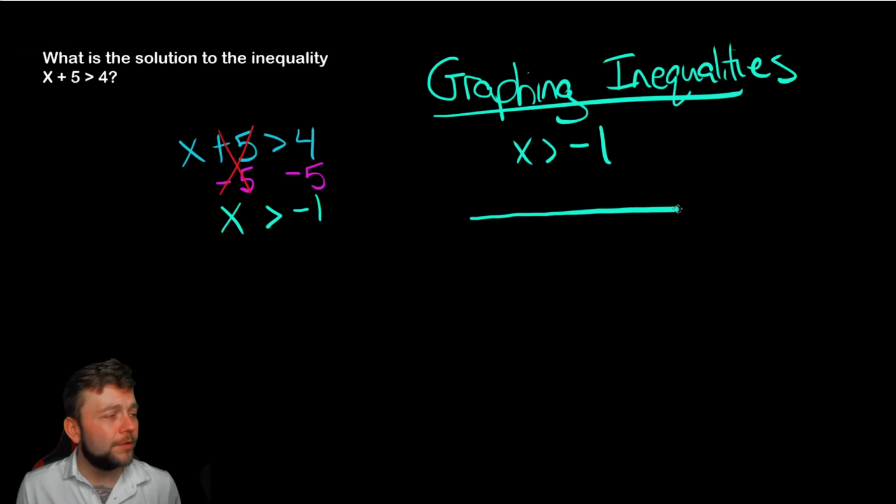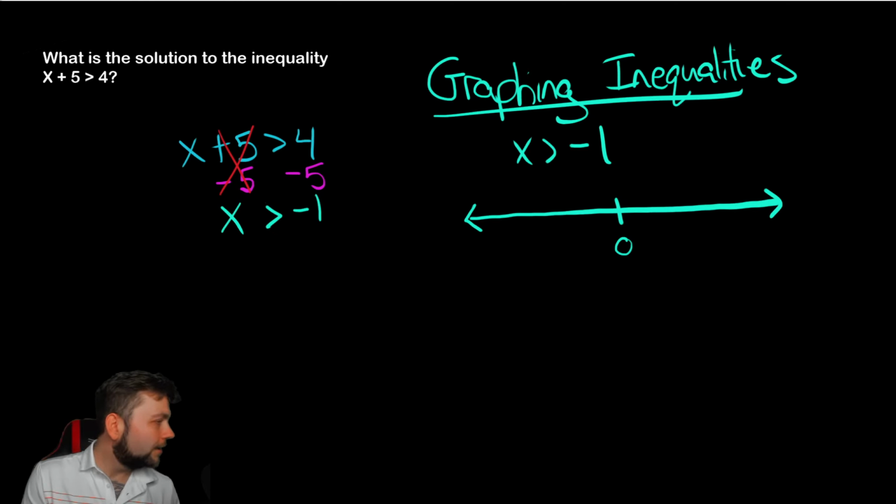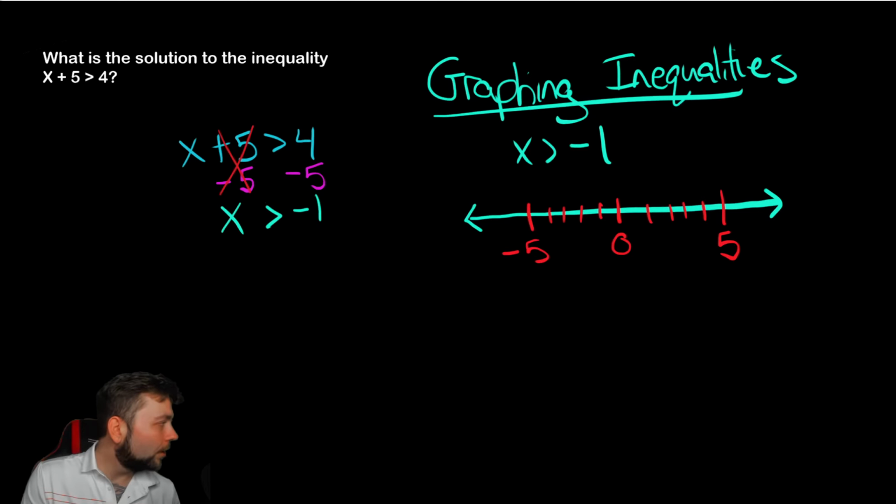So all you have to do is draw your number line, and let's just put 0 in the middle, right? And I'm going to actually back up. Let's go ahead and use red. So we're putting our 0 in the middle, and 1, 2, 3, 4, 5 on the right, and 1, 2, 3, 4, 5 on the left. And now we are going to graph the inequality.